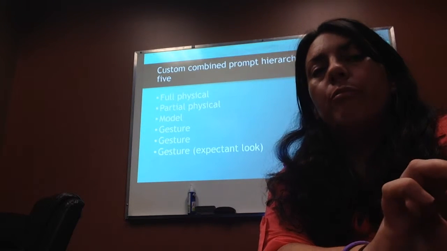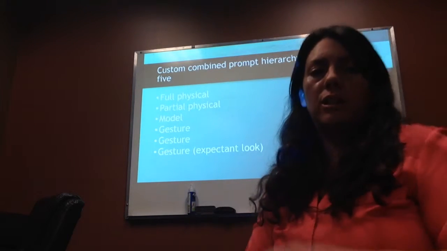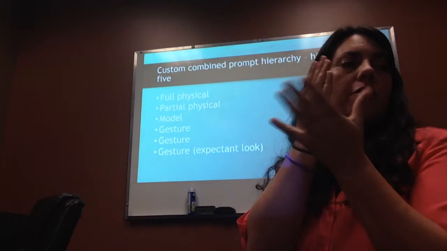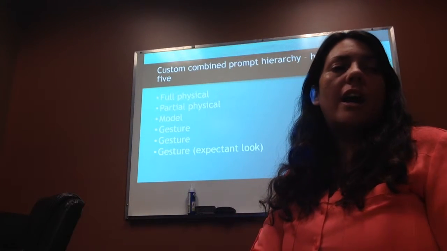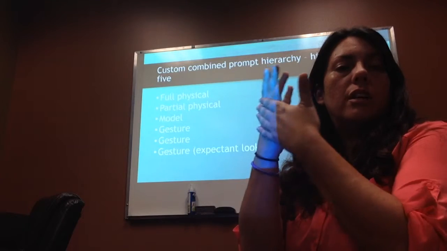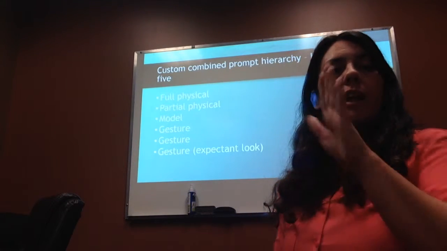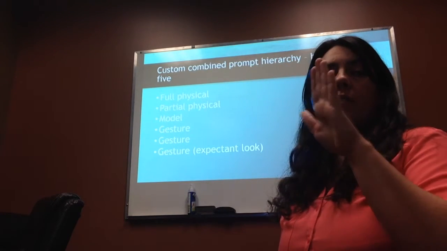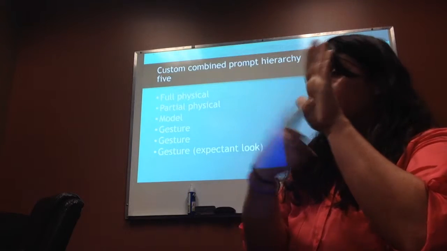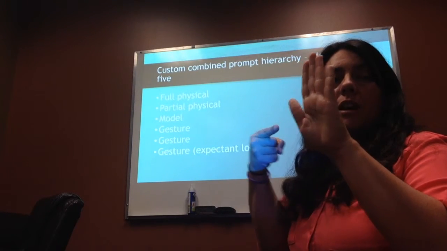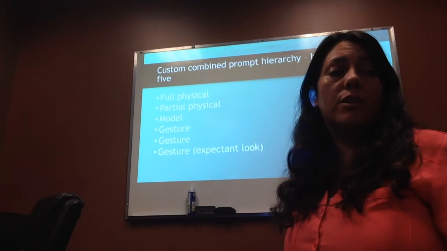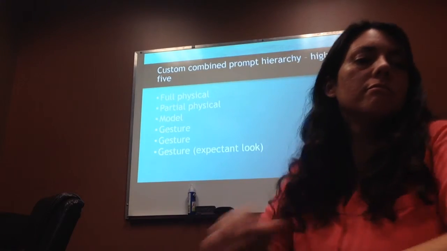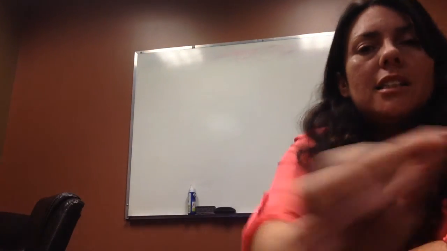So this is a custom combined hierarchy. Imagine you're trying to teach a kid to give a high five. You say, "Give me a high five," with a full physical prompt, hand up. "High five," and then you use a partial physical, tapping their hand towards yours. Then you use a model: "High five," and they clap. Then you do a high five with a big gesture, and you tap. Then a smaller one, just a little point. And then a high five with another gesture, and finally an expectant look. And that's it for that.